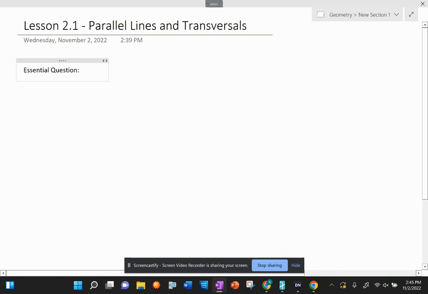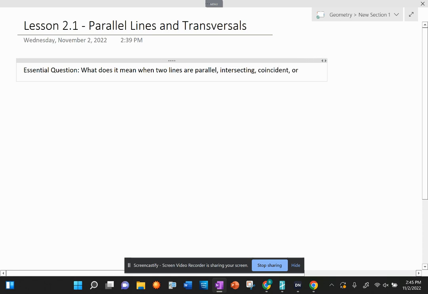The essential question for today. What does it mean when two lines are parallel, intersecting, coincident, or skew?